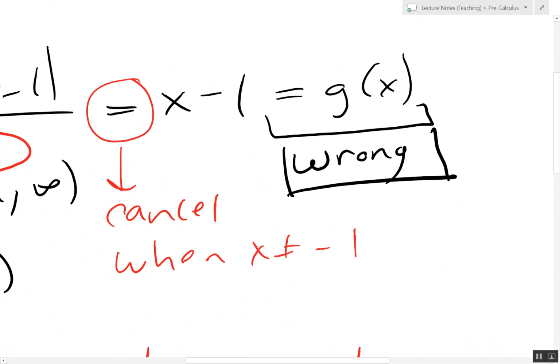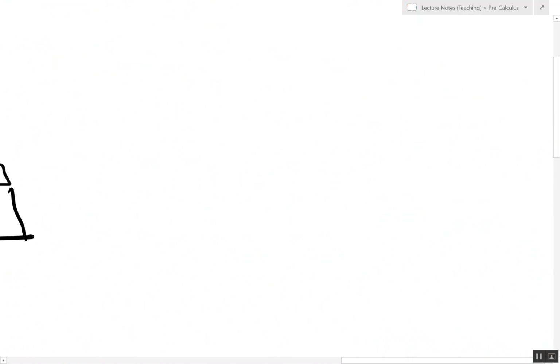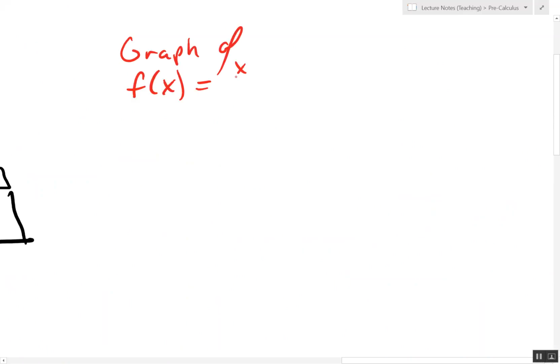And this even produces different graphs. So let's look at the graph of f of x, which is x squared minus 1 over x plus 1, which we can simplify to x minus 1. And this simplification does have a use.